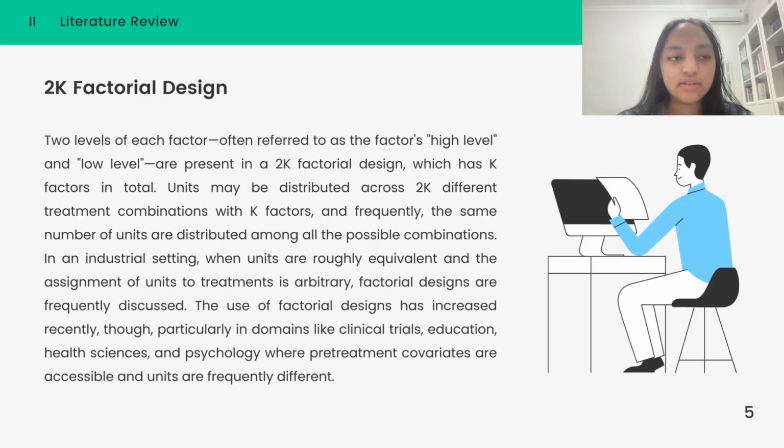2K factorial designs involve K factors, each with two levels, often denoted as the high level and the low level of the factor. With K factors, there are 2^K unique treatment combinations to which units can be assigned, and often the same number of units are assigned to each combination. Factorial designs are often discussed in an industrial setting where units are essentially identical and the assignment of units to treatment is arbitrary. However, in recent years, factorial designs have become more prevalent in fields where pre-treatment covariates are available and units typically differ, including clinical trials, education, health sciences, and psychology.